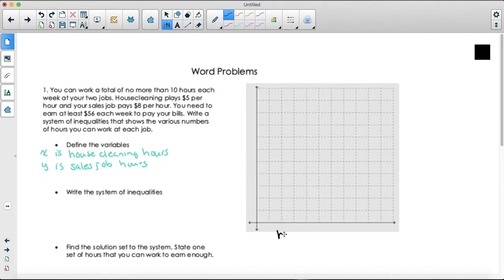So we'll put house cleaning hours, and we'll also have sales job hours.